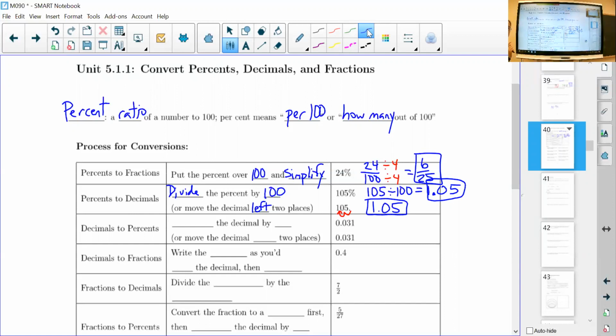Decimals to percent, so going backwards from what we just did. Well, let's do the opposite operation. Let's multiply the decimal by 100, or we can move the decimal right 2 places. So 0.031 times 100 equals, let's see, 3.1.